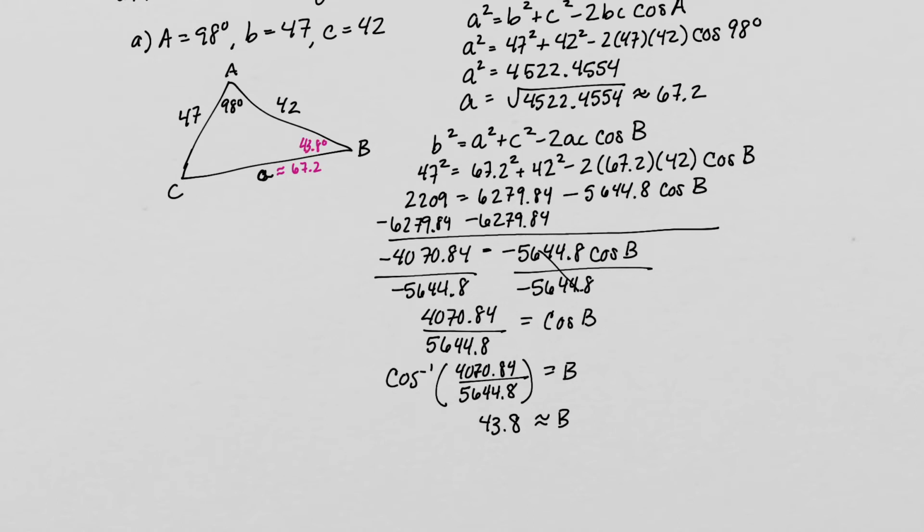And to find C, all I need to do is remember that all the angles in the triangle add up to 180. So C is going to be 180 degrees minus the 98 degrees minus the 43.8 degrees. And if you work that out, you end up with 38.2 degrees.